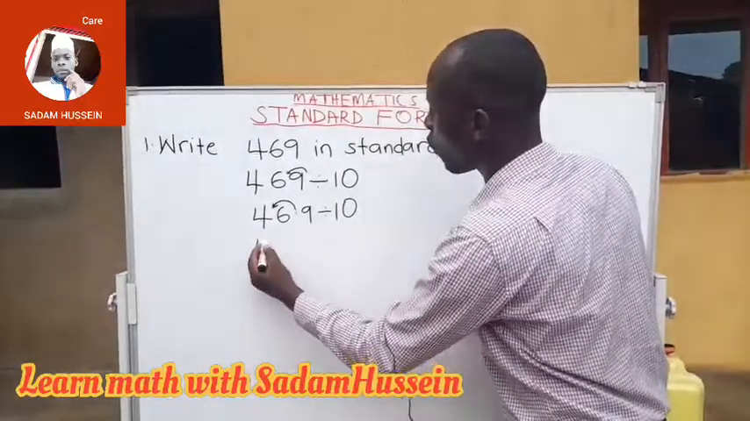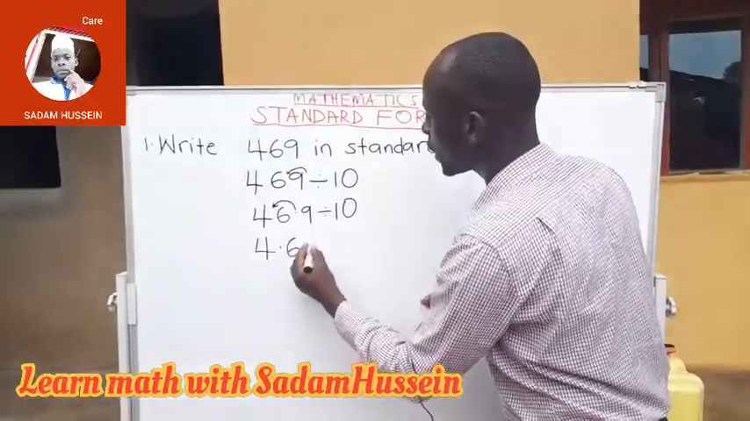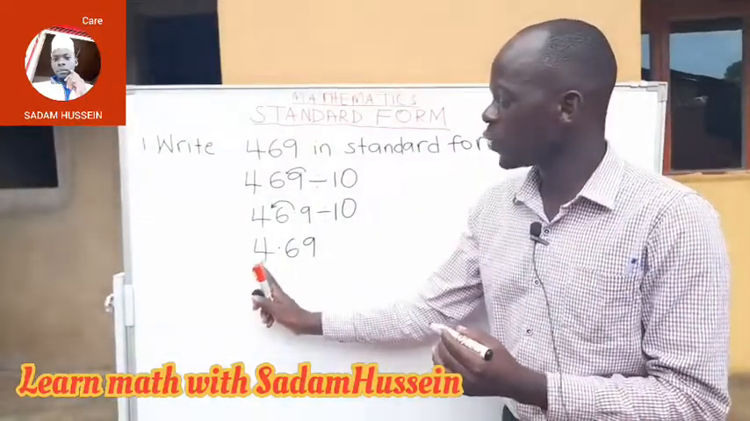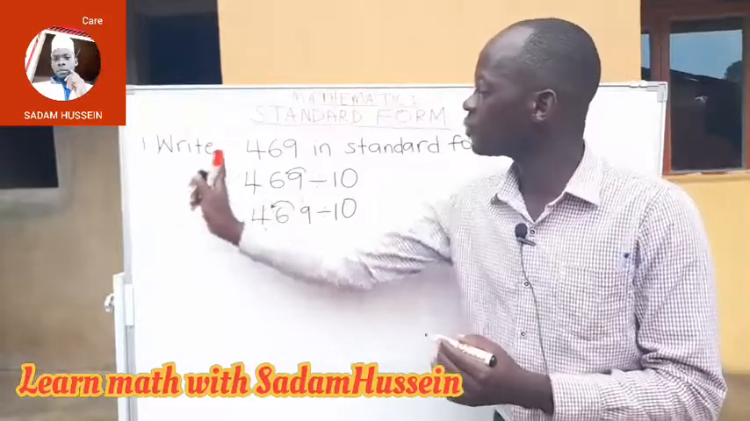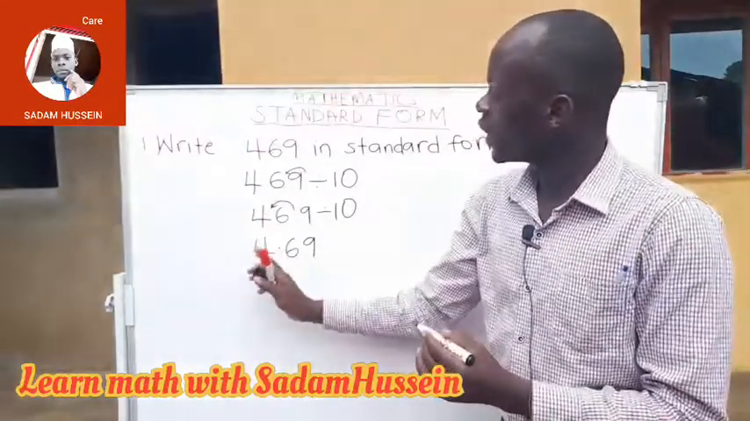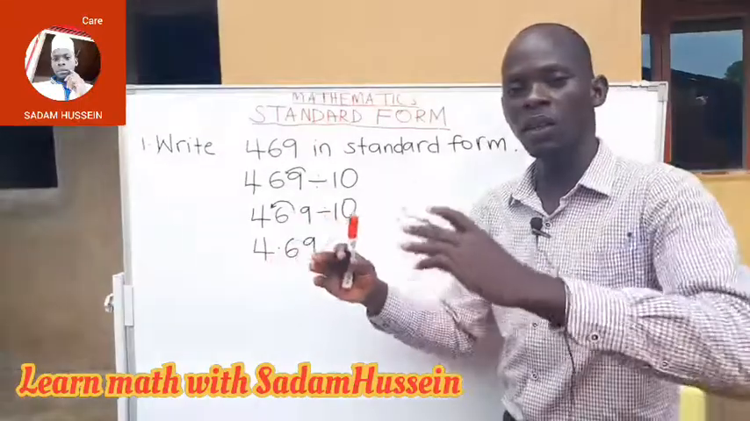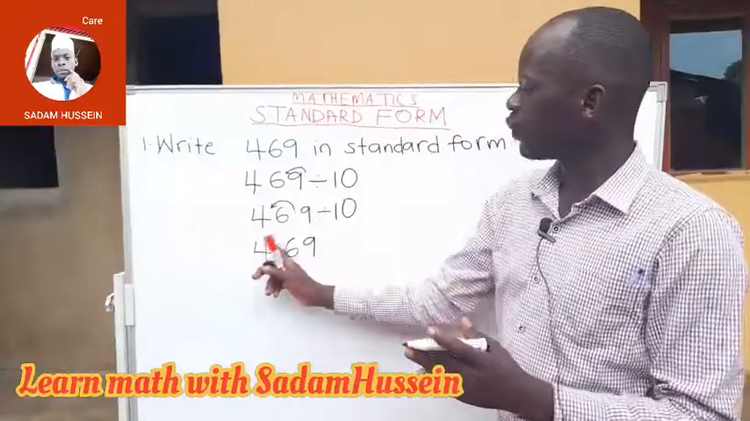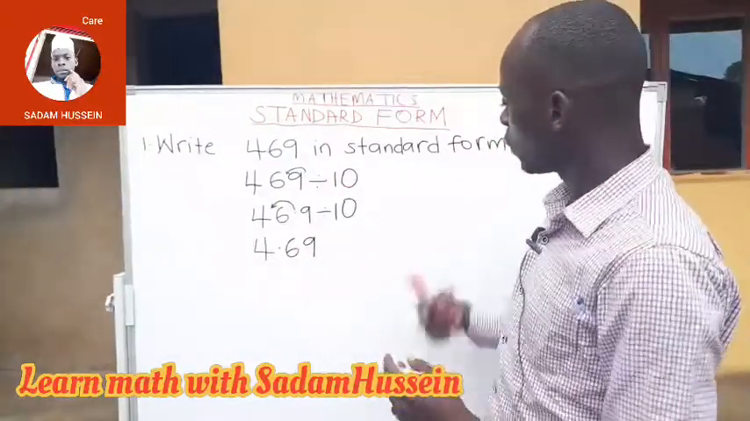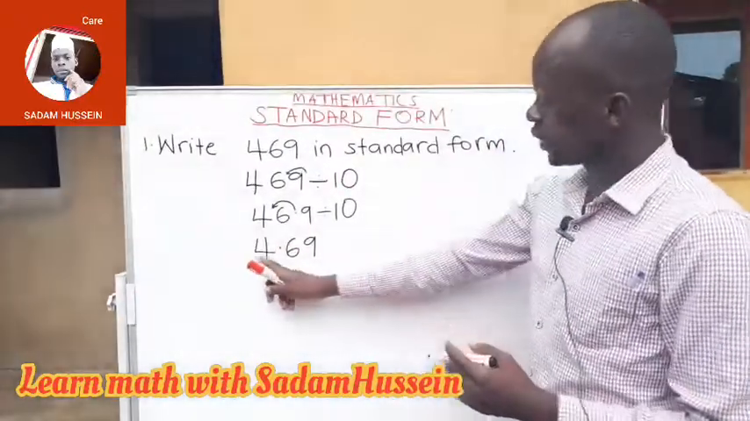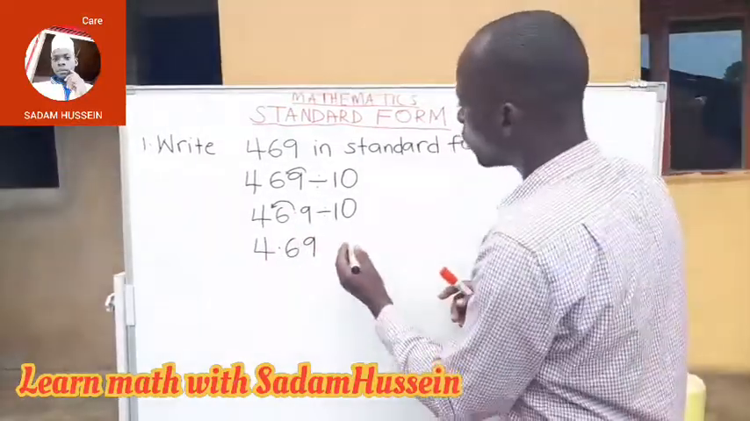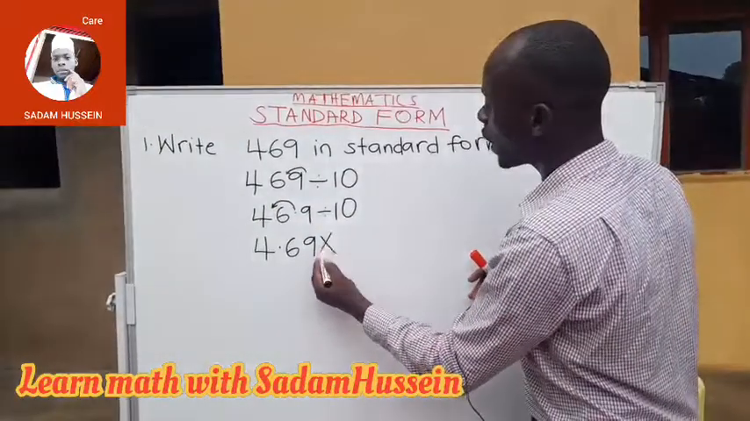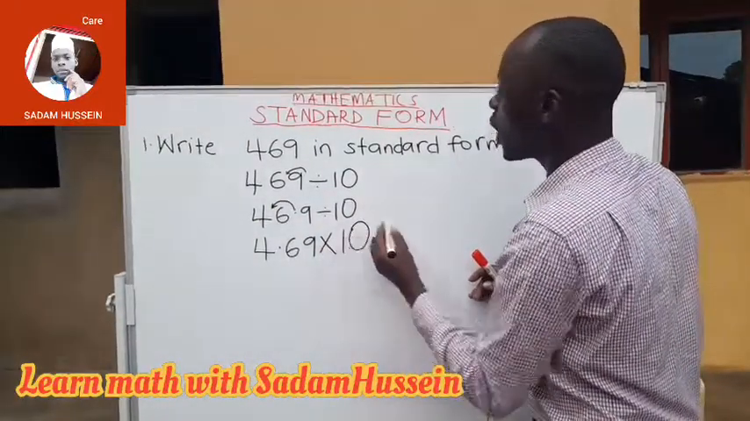So you now have 4.69. You now have one figure to the left-hand side, and that is a significant figure. It is among the numbers 1 to 9, and 4 is among them, so it is a significant figure. Now, since we have been dividing, and I know this is a whole number, we shall now write times 10. This is now our final answer.